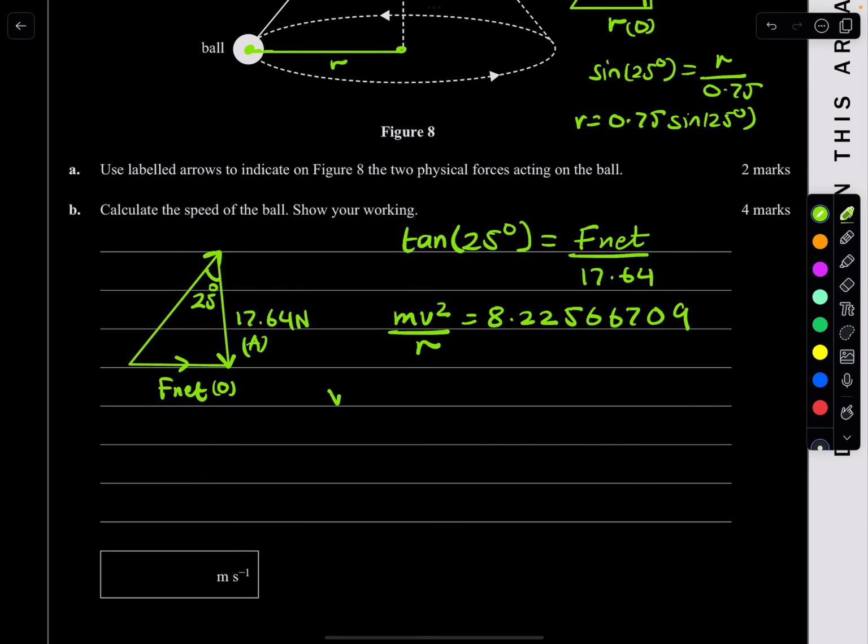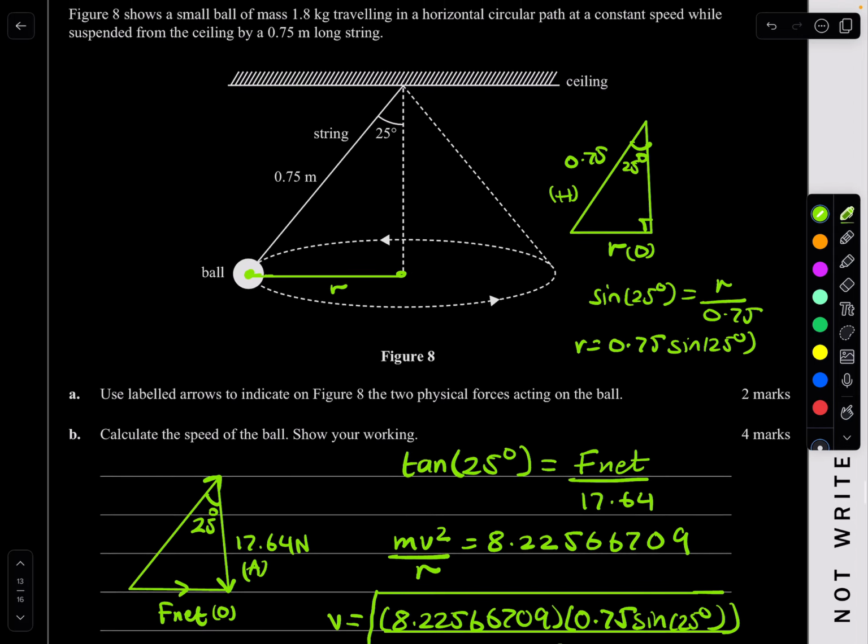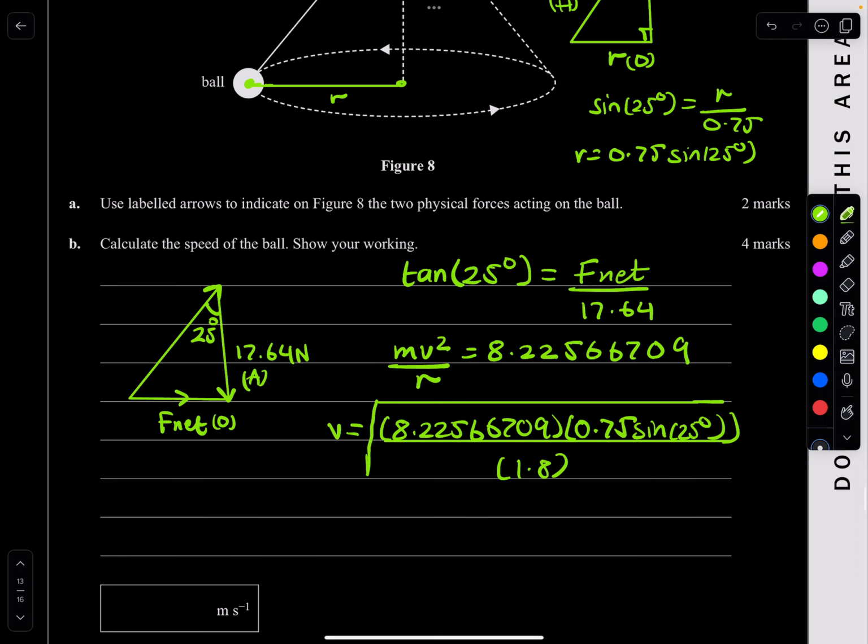So all I have to do pretty much is rearrange it a little bit for velocity. It's just going to be the square root of 8.22566709 times your radius, which we said was 0.75 sine 25, divided by your mass, which was 1.8 kilograms, and then take the square root, which gives you velocity. That's it. Put in this. That's a lot of calculation. Wow, it is 4 marks, but I didn't expect it to be this long.